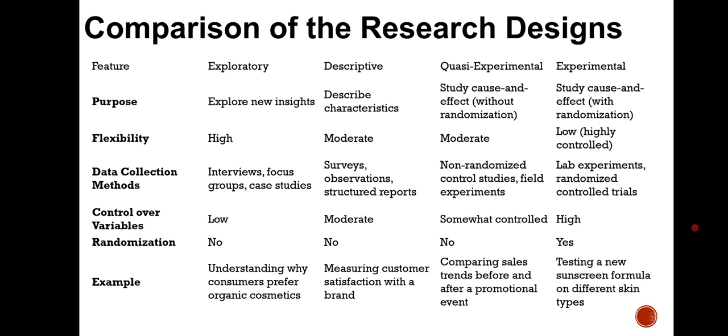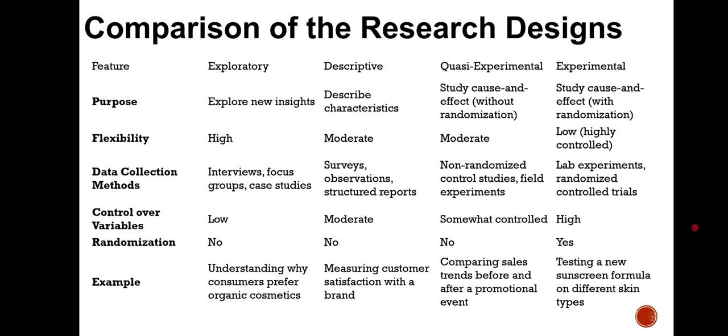So here is the table. In this table you can clearly see that we have four research designs: exploratory, descriptive, quasi experimental and experimental. So based on the different features, they compare the different types. Okay, so basically what is the purpose of all the research designs that are mentioned here?